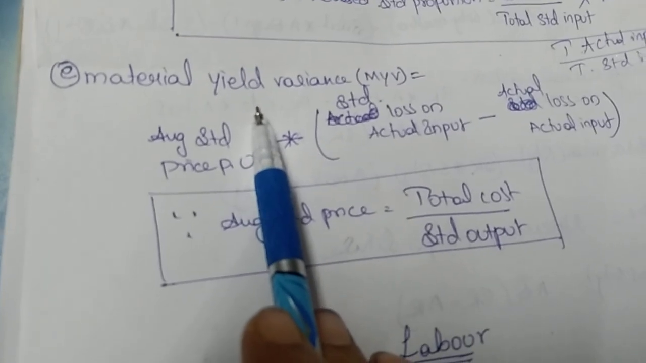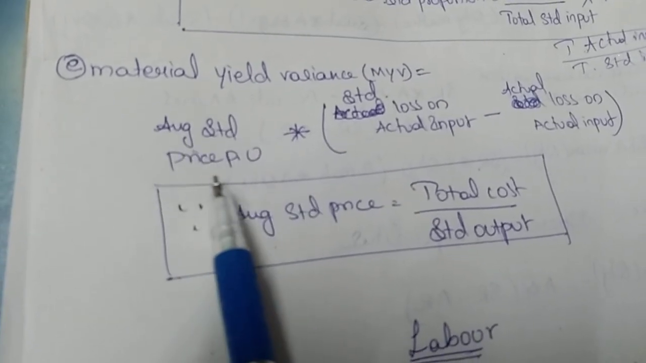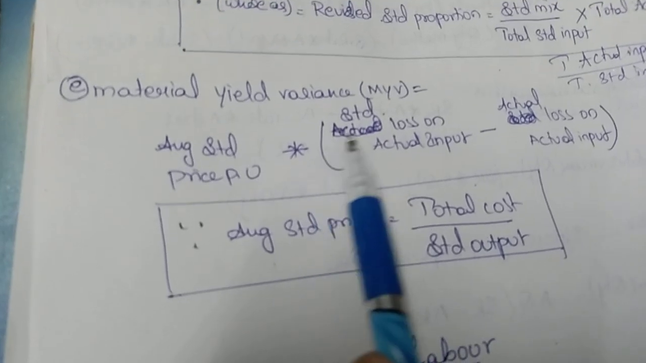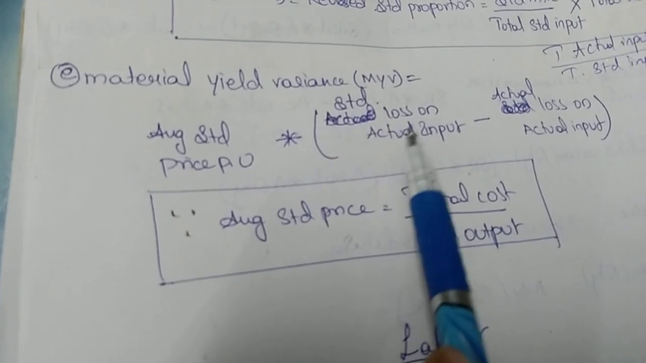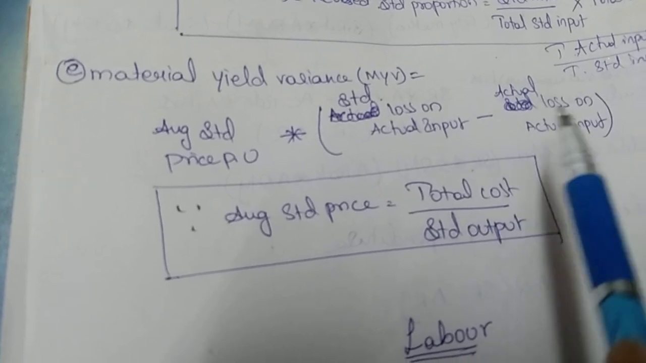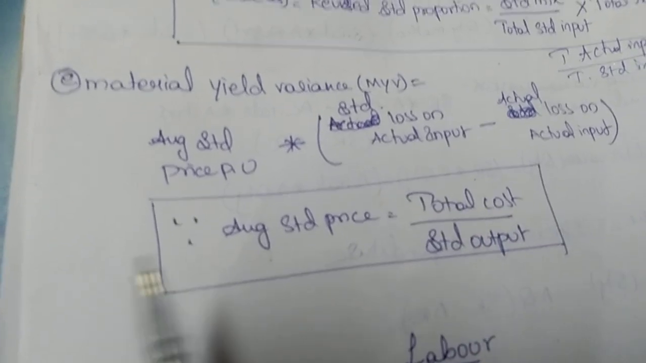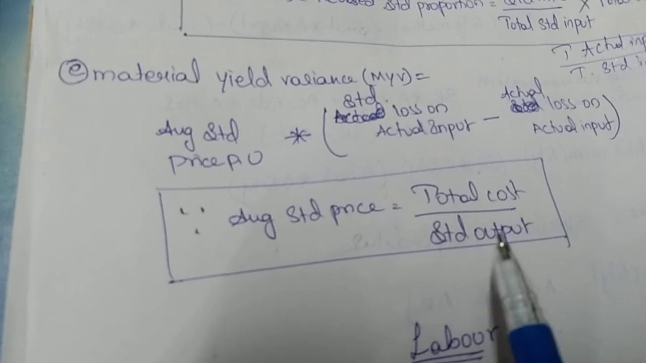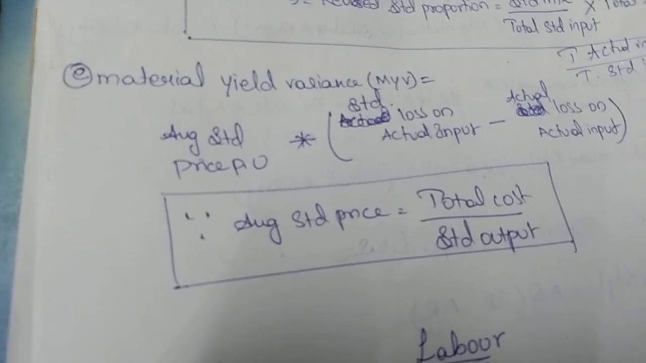The yield variance is the average standard price per unit, which is again multiplied by standard loss on actual input minus actual loss on actual input. The standard price is calculated as total cost divided by standard output. That is how we are going to find it out.